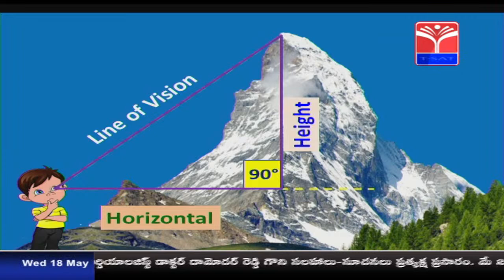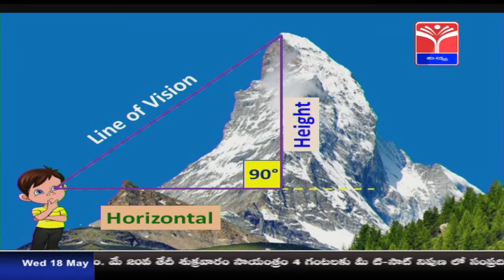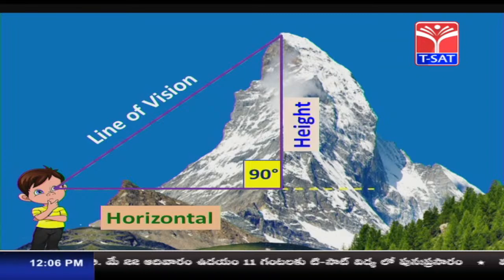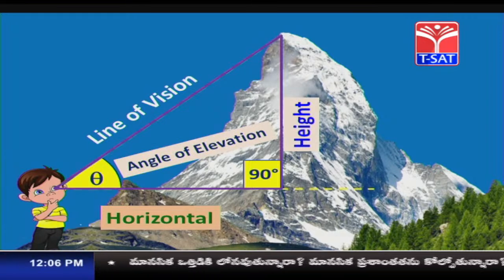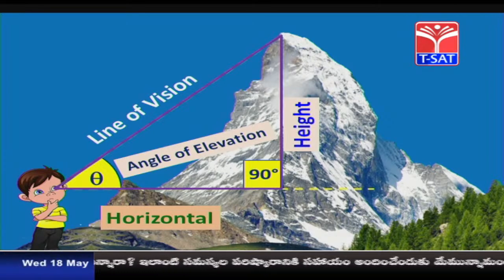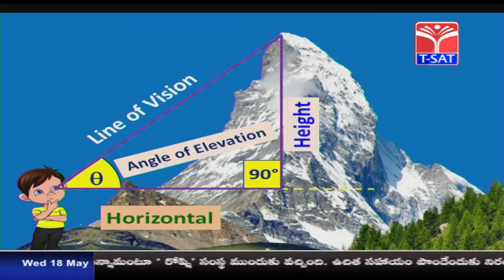Therefore, the triangle formed by the three lines, that is the horizontal line, the height or vertical line, and the line of vision, is a right triangle. Now, what do you call the angle between the line of vision and the horizontal line? We call it the angle of elevation, because the child is lifting his head up and trying to observe the top of the mountain, is it right? So, when the vision is being lifted up, rising, you call it the angle of elevation.